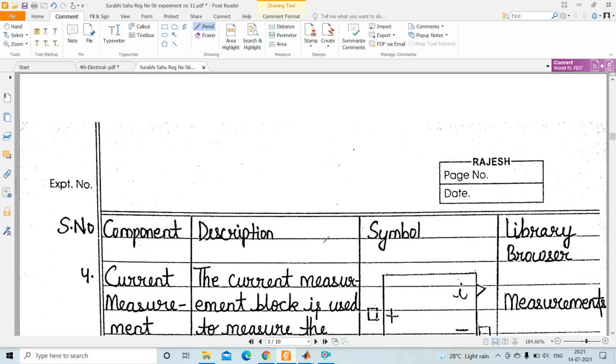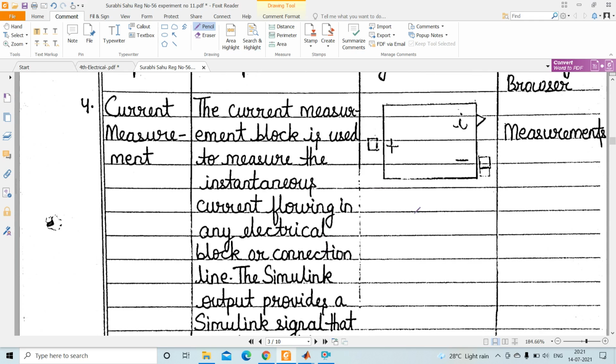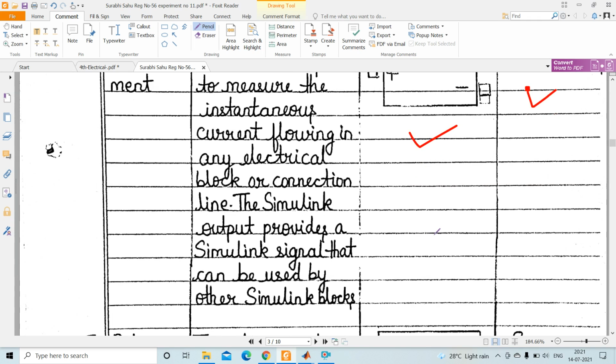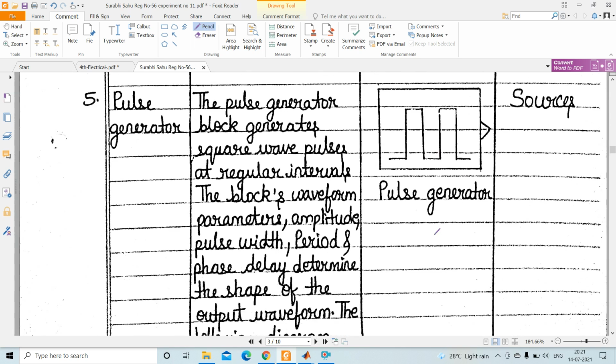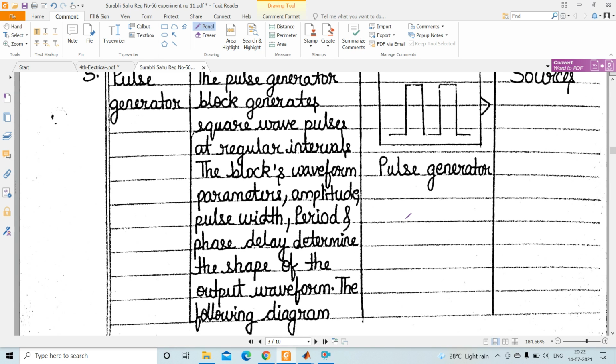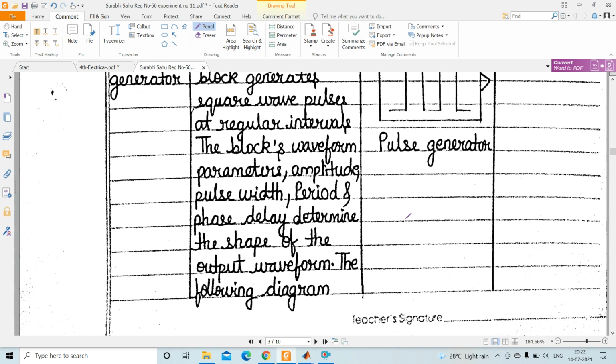Okay. So the next is the current measurement. This is the current measurement block. It is also found in the measurement section. This is used to measure the instantaneous current flowing in any electrical block or connection line. The output provides a Simulink signal that can be used by other Simulink blocks. Then this is the pulse generator. This is used for giving gate pulses to the thyristor, and it generates square wave pulses at regular intervals. The block's waveform parameters, amplitude, pulse width, period and phase delay, determine the shape of the output waveform.